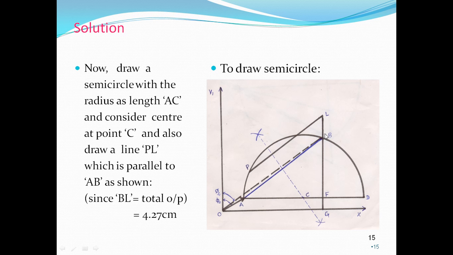So BL is equal to 4.27. Extend this BG line upward to get a point L. From this point L, you draw a line parallel to AB. When you draw this parallel line, it cuts the semicircle at point P. From point P, you join the center O. So that is OP, where OP represents the full load current.